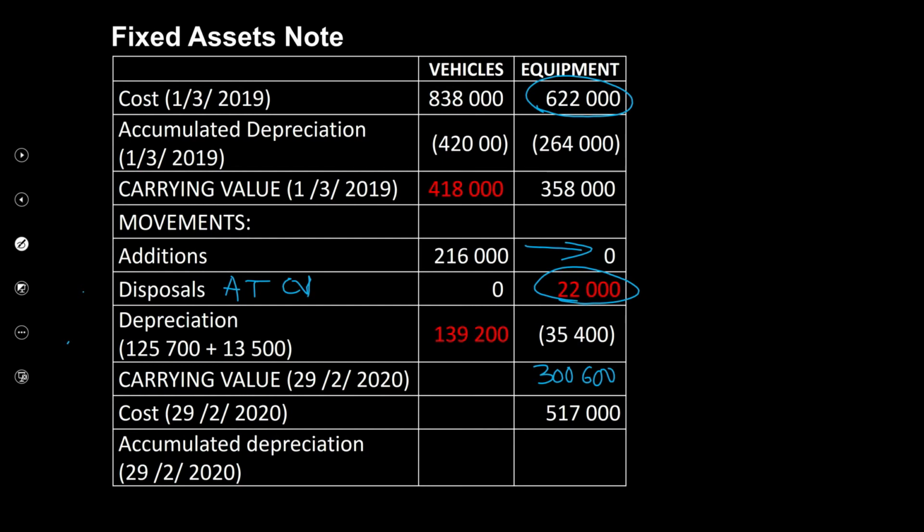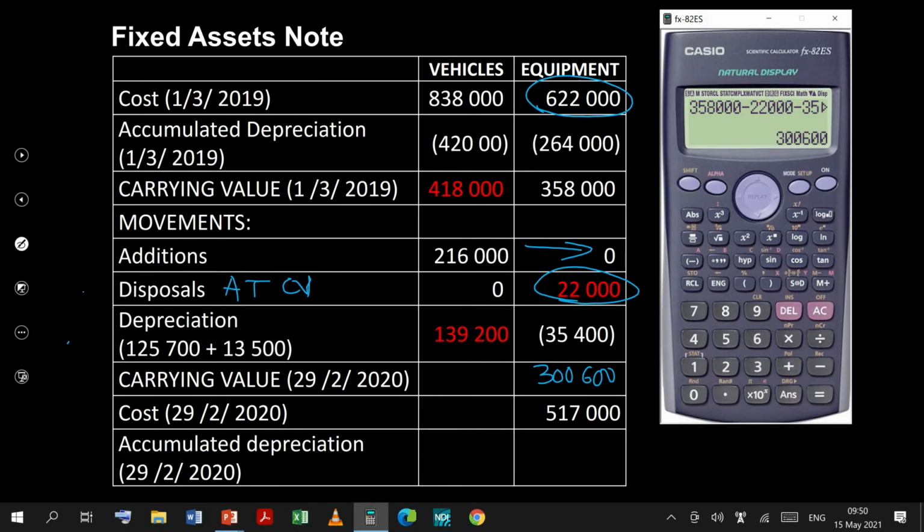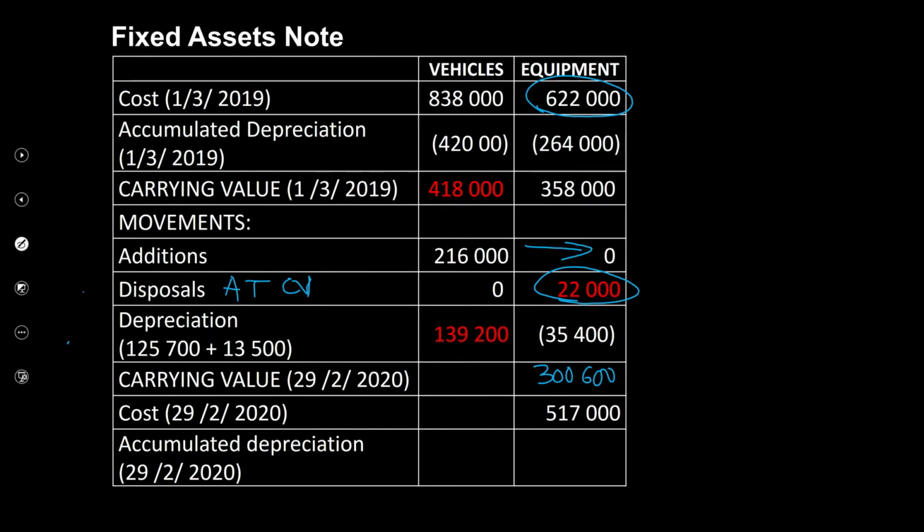Okay, now let's just do this here and just see. If you take your 517,000 minus 300,600, it will give you a figure of 216,400. Now, what is the 216,400? The 216,400 is the accumulated depreciation at the end of your financial year.